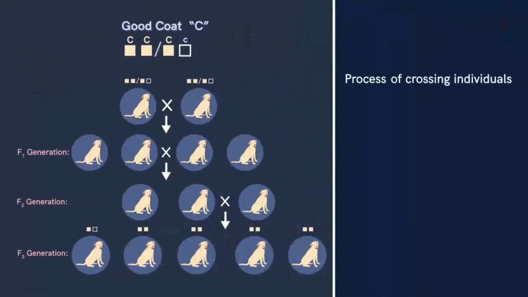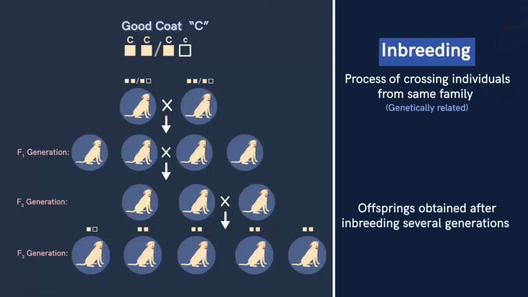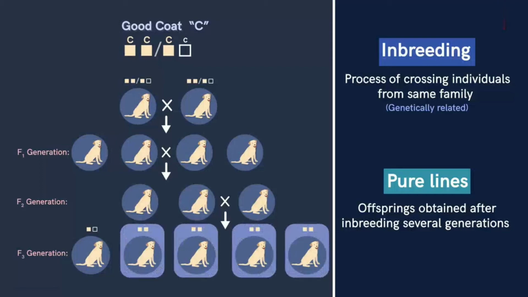This process of crossing individuals from the same family is called inbreeding. And offsprings obtained after inbreeding several generations are called pure lines. One of the advantages of using pure lines while beginning the experiment is to have an assurance that the organism is homozygous even for the dominant trait.